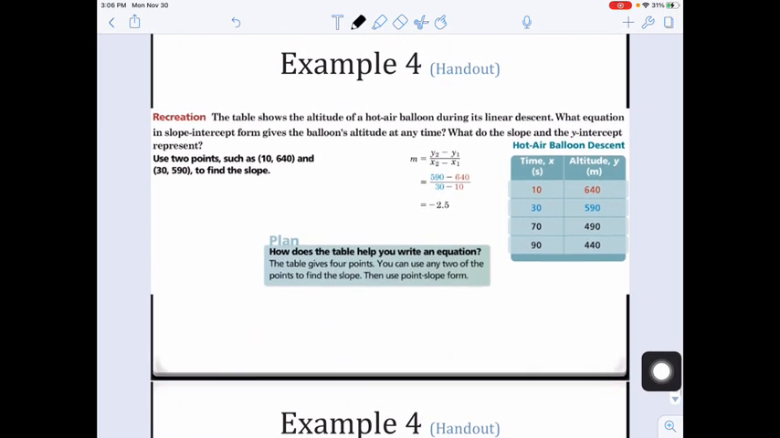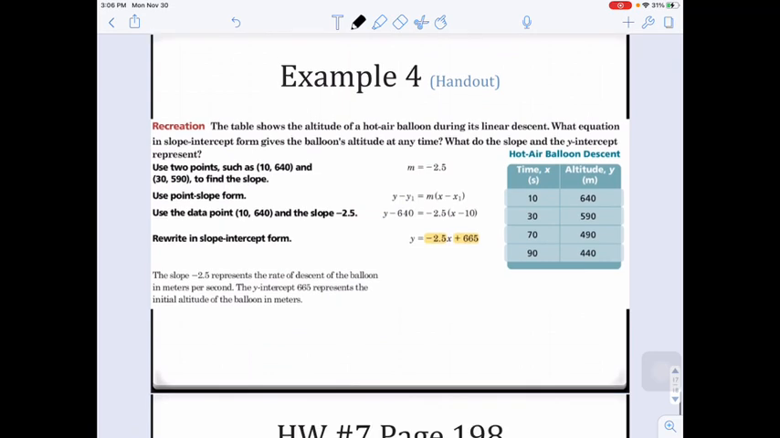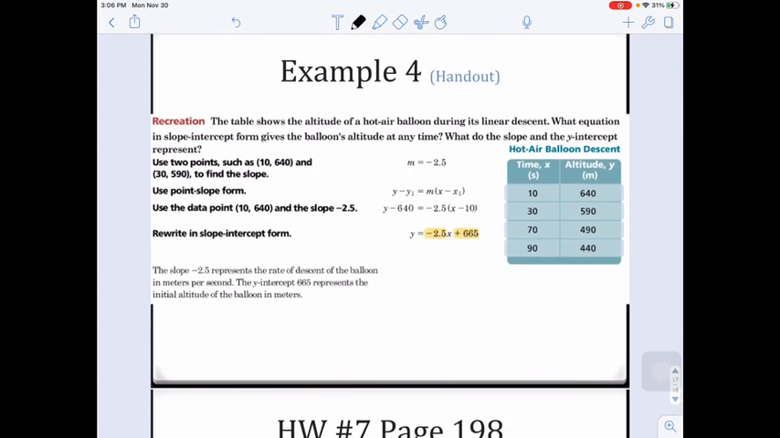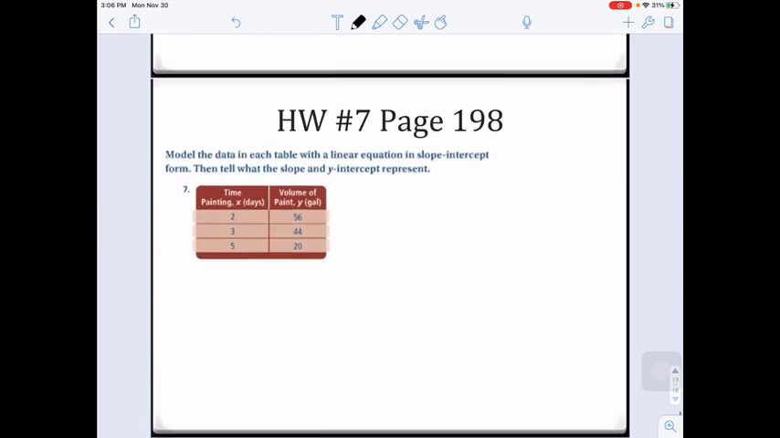The next few slides show all of this work with some added explanations written out. And then on page 198, we have you try homework number 7. Model the data in each table with a linear equation in slope-intercept form, then tell what the slope and y-intercept represent.